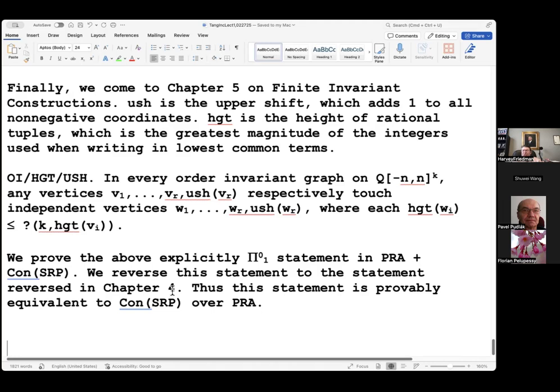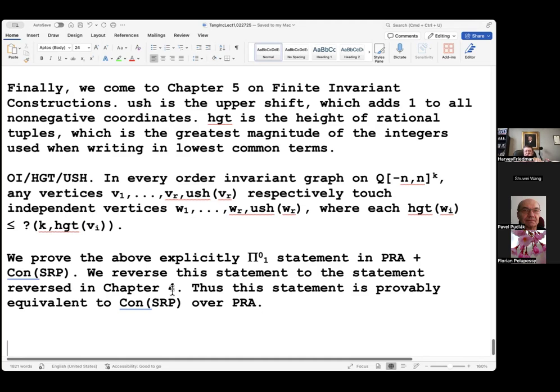I used the upper shift, and that adds 1 to all non-negative coordinates. So the upper shift of a rational is the rational itself if it's negative, and it's the rational plus 1 if it's non-negative. And the upper shift of a tuple is just the tuple of the upper shifts. And then I also use the height, which is a standard notion. The height of a rational number is the greatest magnitude of the denominator and the numerator when you put it in lowest common terms.